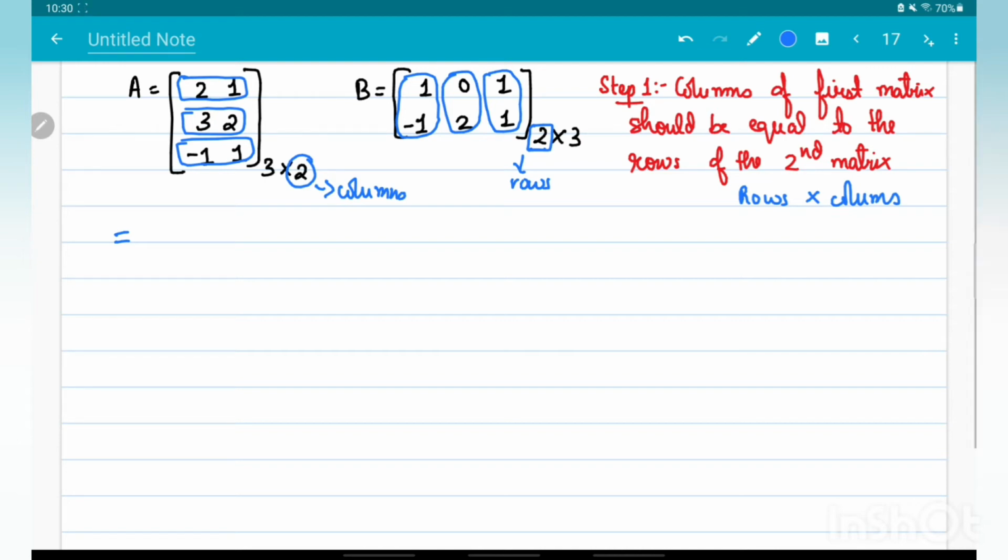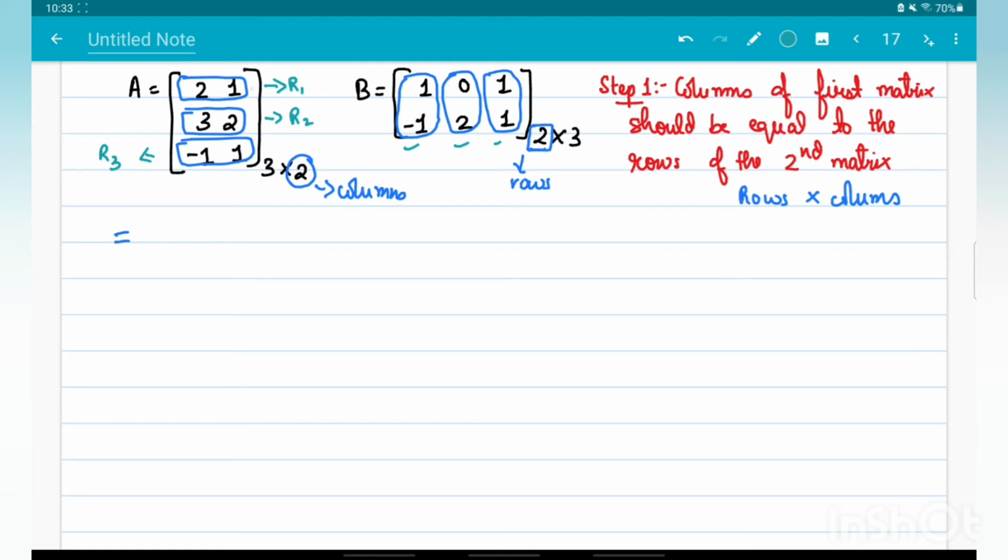Now how we are going to do that? First of all we are going to take this first row, row 1, and we are going to multiply this first row with all the three columns of this matrix P. Then we will take the second row of this matrix, that is row 2, and then we will multiply it with all the three columns of matrix P. And then we will take the third row and similarly we will multiply with all the three columns of the matrix P. And when you do that, you're going to multiply the corresponding elements. Now I'll show you how to do it.